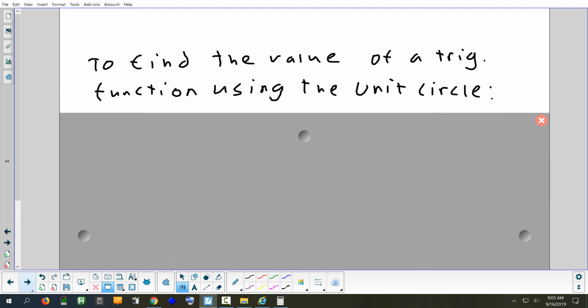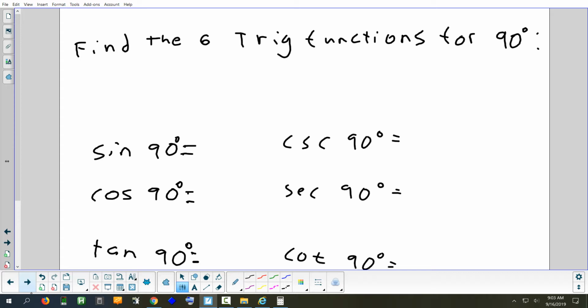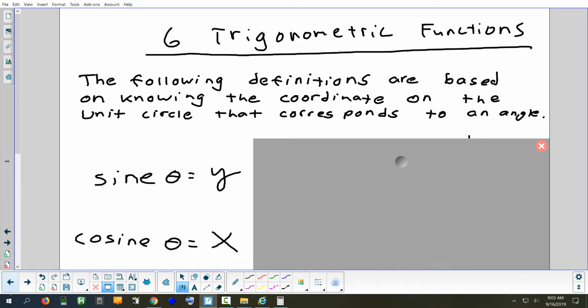Like, I'll just show you an example of what the problem would look like. I may say, find the sine of 90 degrees, cosine of 90. So you'll have a number filled in there. All right. So to find the sine of whatever they ask you to find, 90, 30, 60, all you have to do is figure out your coordinate and then write down the y value. To find the cosine of whatever angle they ask you about, find the coordinate and write down the x value.